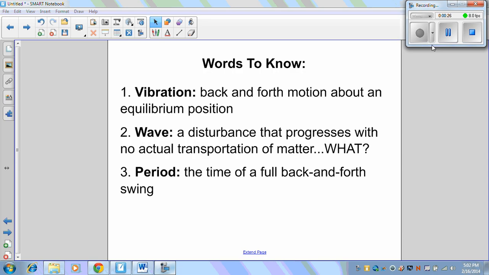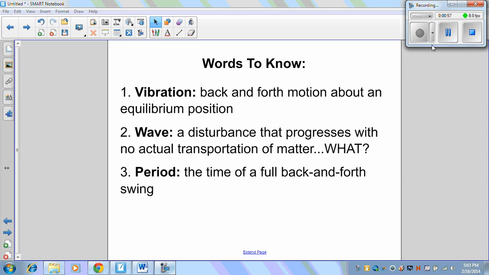The first one is vibration. Vibration is just the back and forth motion around an equilibrium position. If you remember from last semester, equilibrium means a state of steadiness where there are no forces acting on the object, so everything stays pretty much the same. It doesn't move. So anytime you have any movement or motion back and forth around that center position, it's called a vibration.